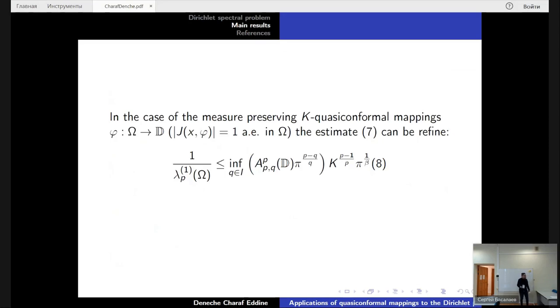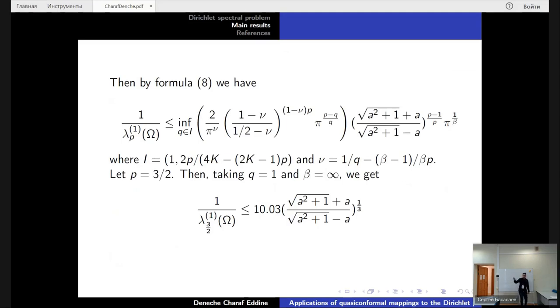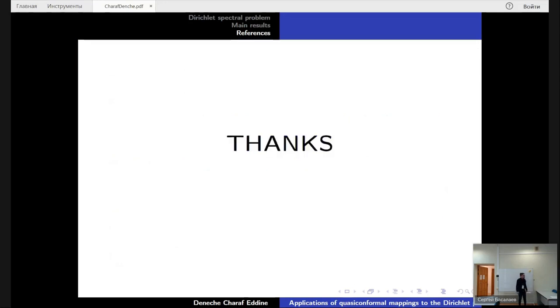In the case of a measure preserving quasi-conformal mapping phi from omega to the disk, the estimates can be refined. We illustrate these results in the following example. For phi at z a quasi-conformal homeomorphism, then by formula 8 we have this inequality for different values of p, and for p equal 3, taking q equal 1 and beta equal infinity, we obtain this estimate. References. Thank you very much for your attention.